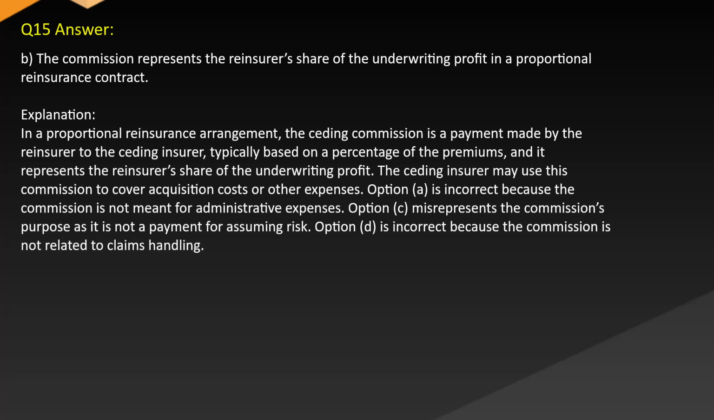Option A is incorrect because the commission is not meant for administrative expenses. Option C misrepresents the commission's purpose as it is not payment for assuming risk. Option D is incorrect because the commission is not related to claims handling.